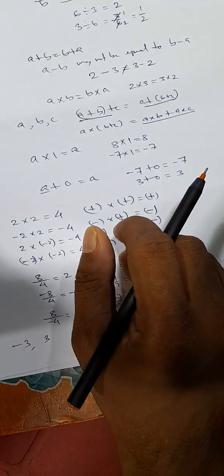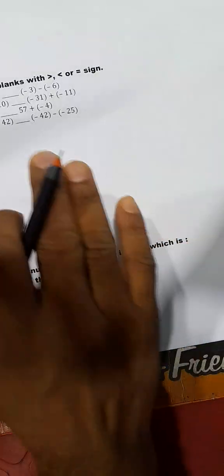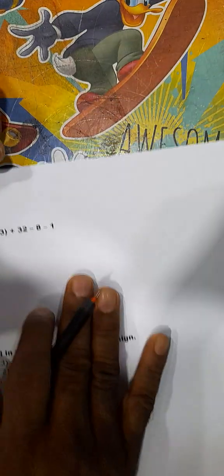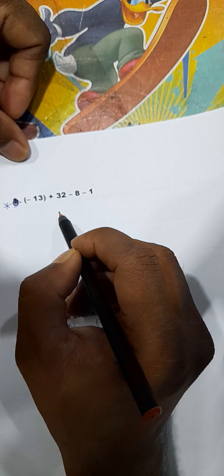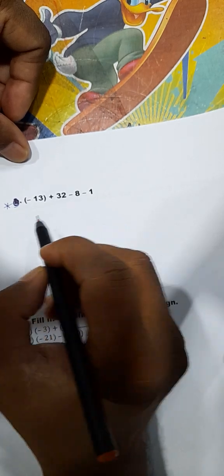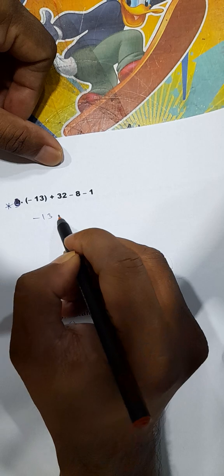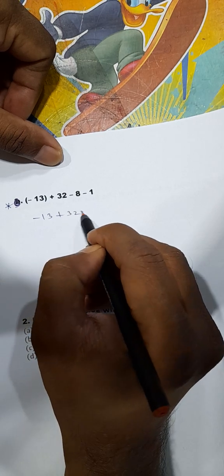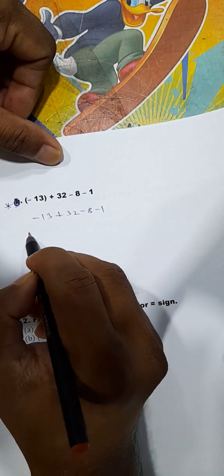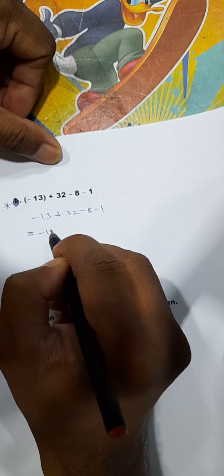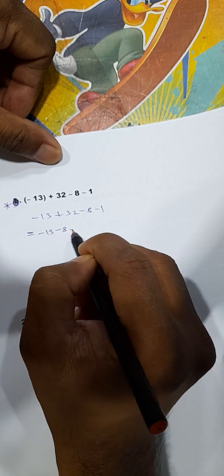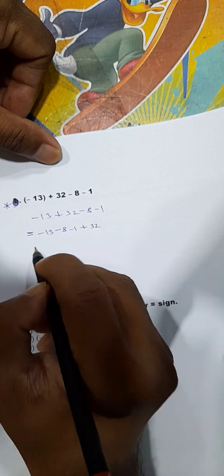Now let's discuss a few problems on integers. Say, for example, simplify this: minus 13 plus 32 minus 8 minus 1. So what we will do, we will combine all the negative integers first. Minus 13 minus 8 minus 1 plus 32.